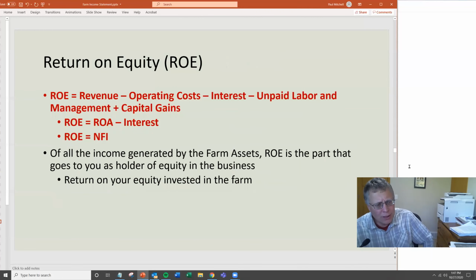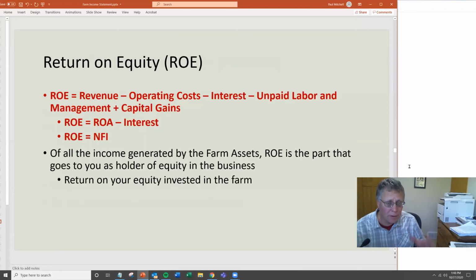Okay, the next one is return on equity. So it's revenue minus operating costs minus interest, minus unpaid labor and management, and capital gains, or return on assets minus interest, or net farm income. And so it's just the income generated by the farm assets is all the income. That's return on assets. It's really, think of all that income generated by the farm assets. Return on equity is the part that goes to you as holder of the equity of the business. It's your return in dollars on the part you own, not the part that might be owned by the other equity providers, lending institutions, banks.